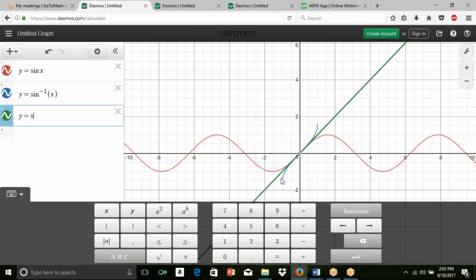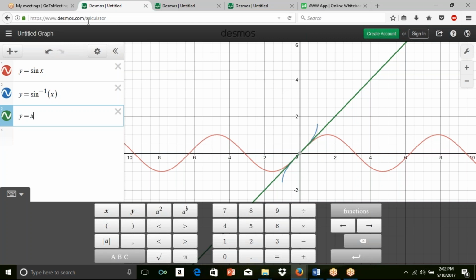So since it's restricted between negative pi over 2 and pi over 2, here and here, I only have that portion that I can actually use as my arcsine function. So that's how we have to think about it.